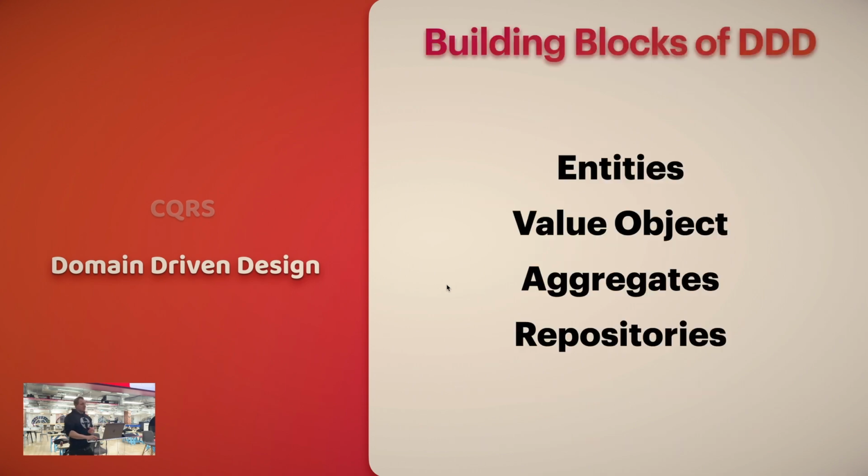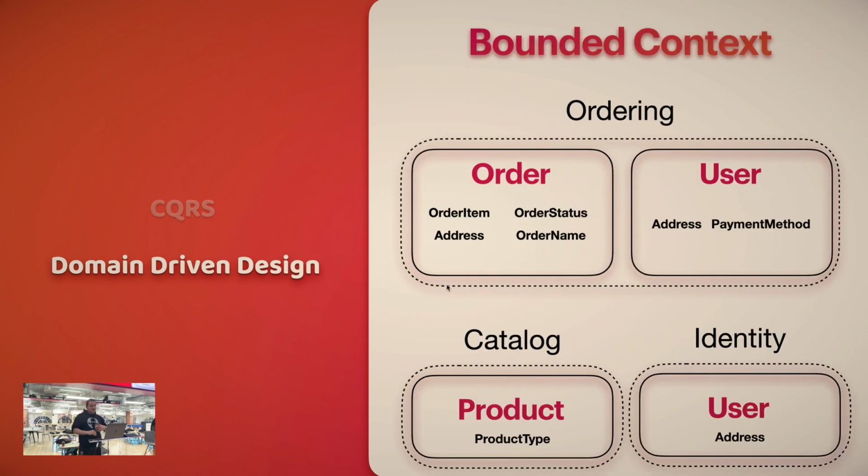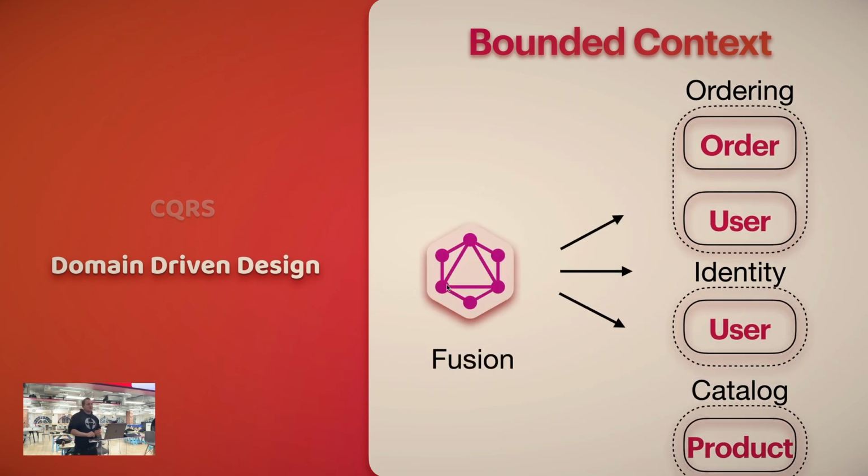Now, the building blocks of DDD. An entity is a node. A value object is a scalar. An aggregate is a type. And repositories are just the root types, the queries and mutations, where you have get user by ID. It's where you load the data from the database. And the bounded contexts are actually just different subgraphs, and you put something like Fusion in front of it that composes these different subgraphs.